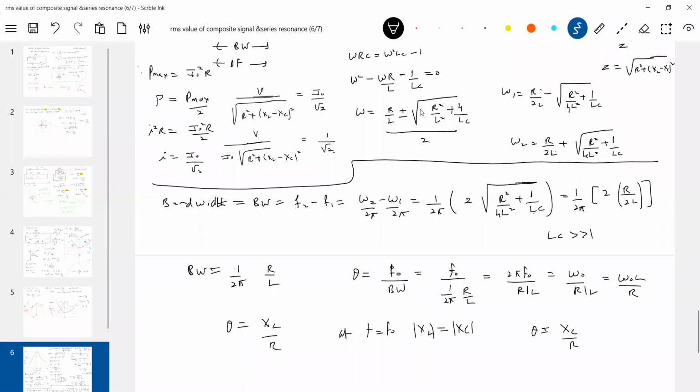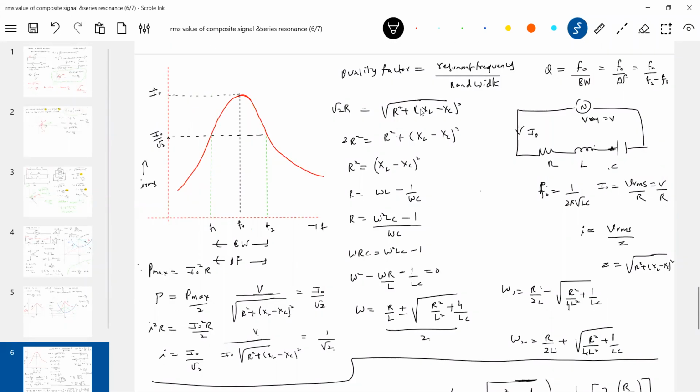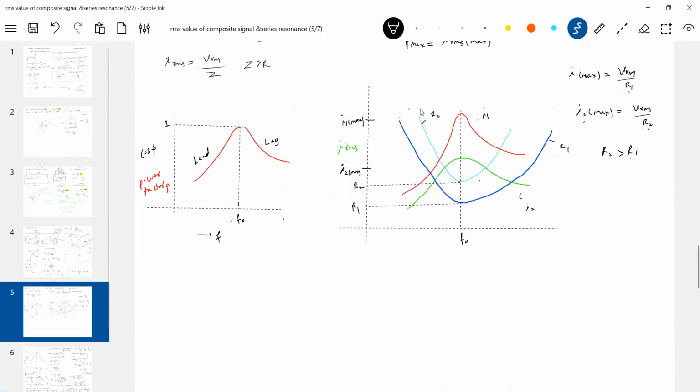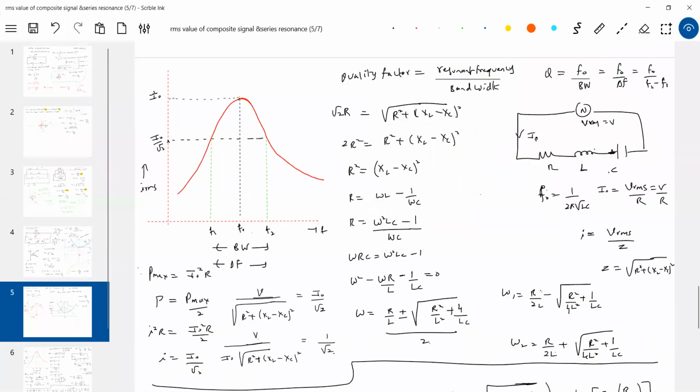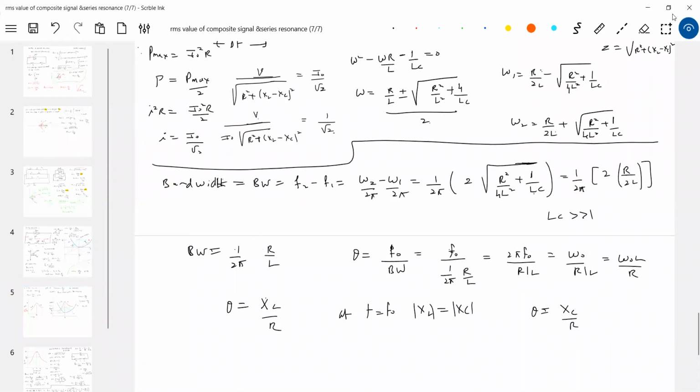So now, how to increase the sharpness of resonance? Earlier, what we thought sharpness of resonance depends on? I gave a curve. As you increase R, the curve will become less sharp. As you decrease R, the curve will become more sharp. I can justify the reason from here. You look at the quality factor, it is inversely proportional to resistance here.